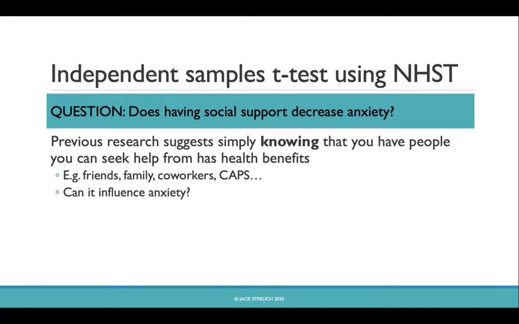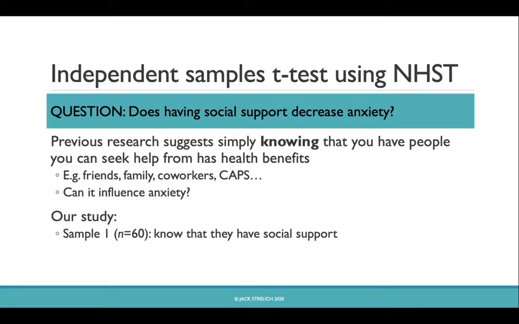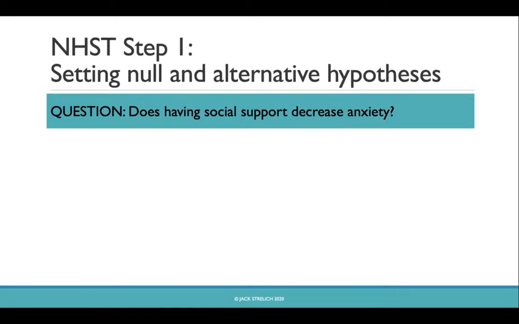So, given that previous research suggests that knowing that you have social support has health benefits, we might ask, could it also influence anxiety? So let's say we conduct a study in which we have one sample of participants who say that they know that they have social support. We have a second sample of participants who say that they're not sure if they have social support. Both of the samples are the same size, each one has 60 participants. So now that we have our research question, let's move ahead with step 1. We'll set our null and our alternative hypotheses.